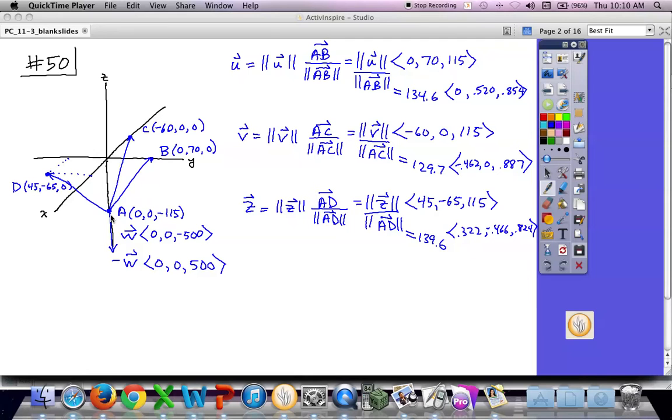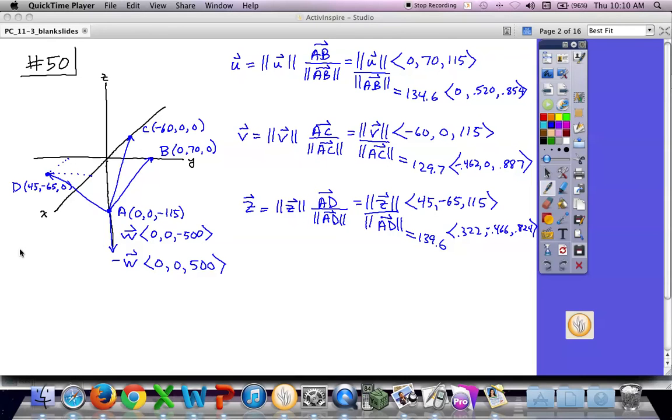The A vector, because it started 115 below, not the A vector, the A point. It was 115 below the origin. That makes it 0, 0, negative 115, right? The B point was 70 in the Y direction, but it was on the Y-axis, so it's 0, 70, and 0. The C was negative 60 and 0, 0. And the D was 45 in the X direction, negative 65 in the Y direction.